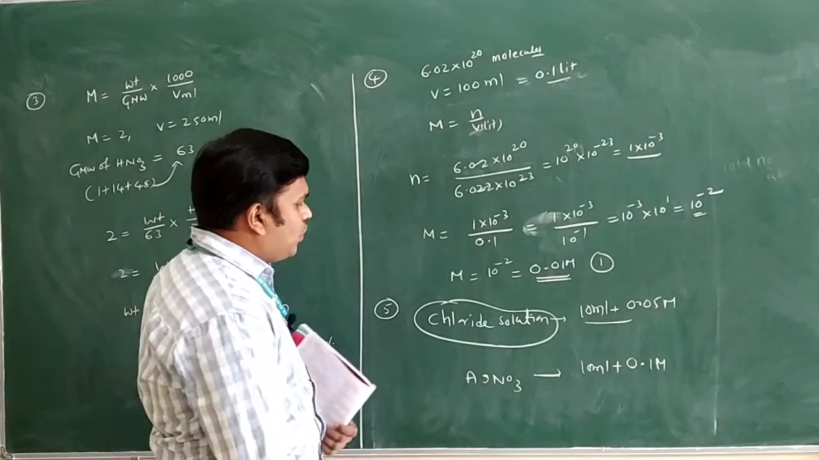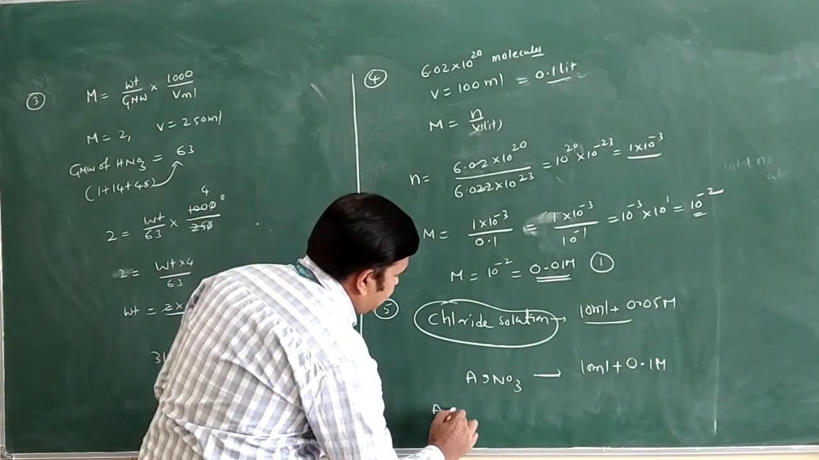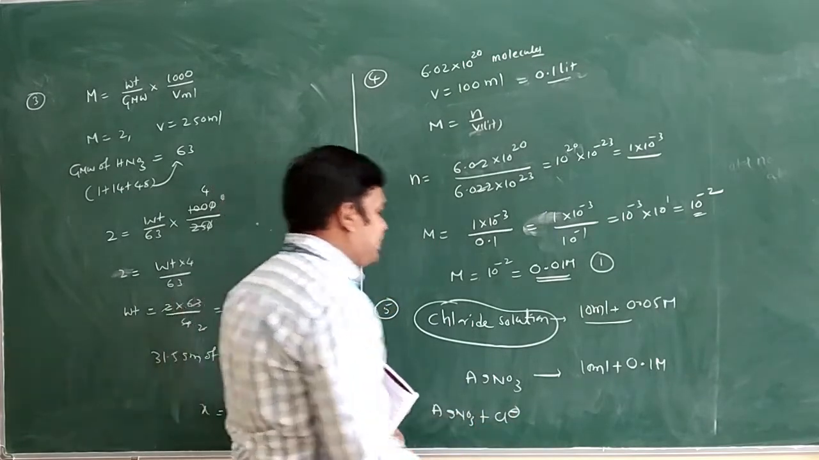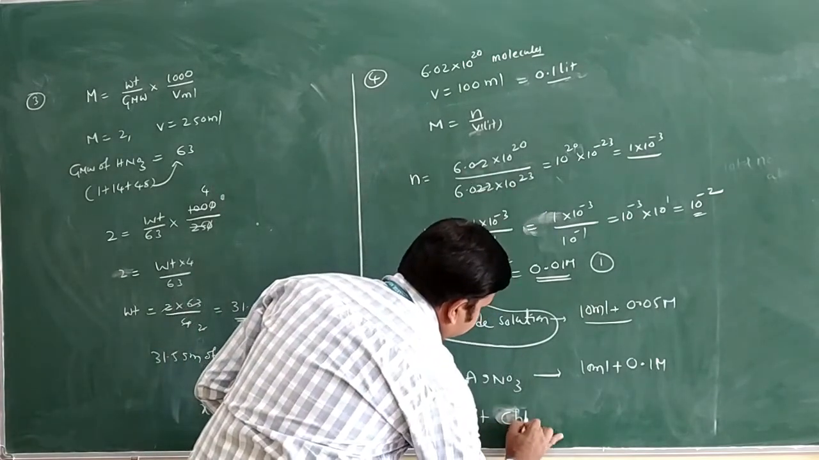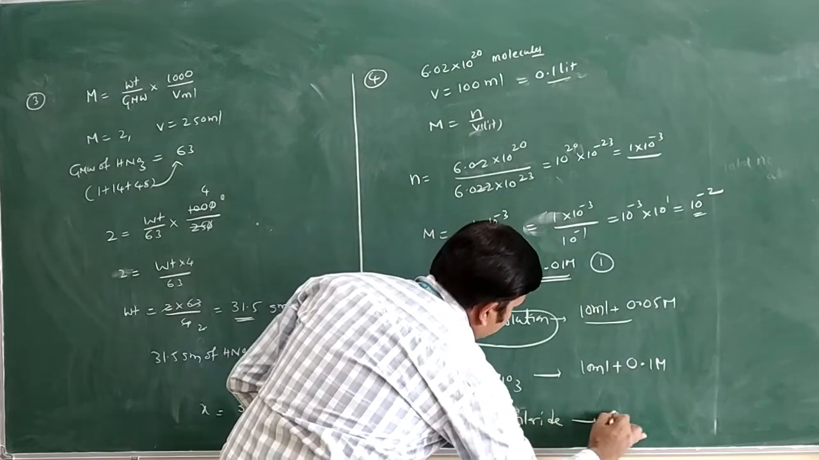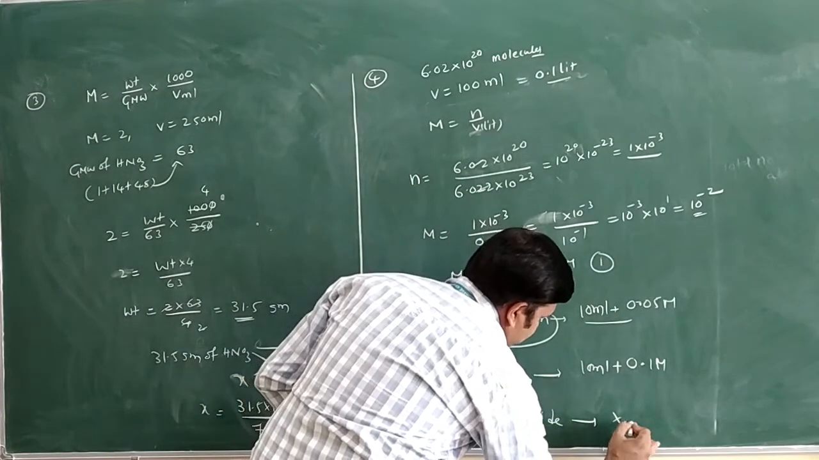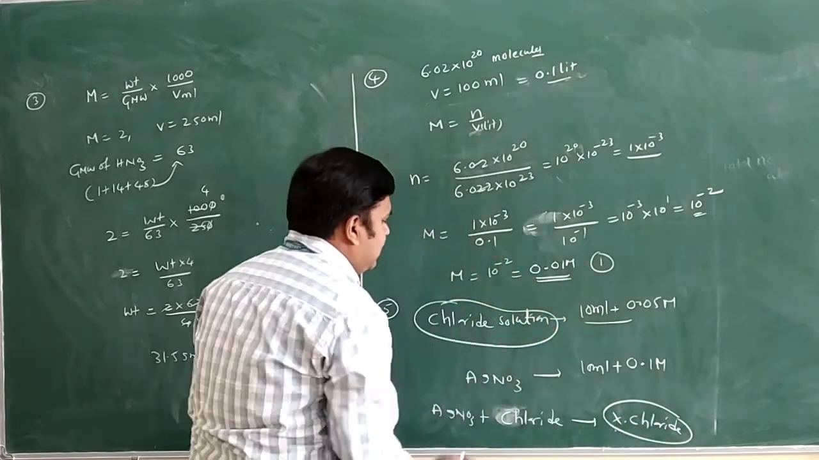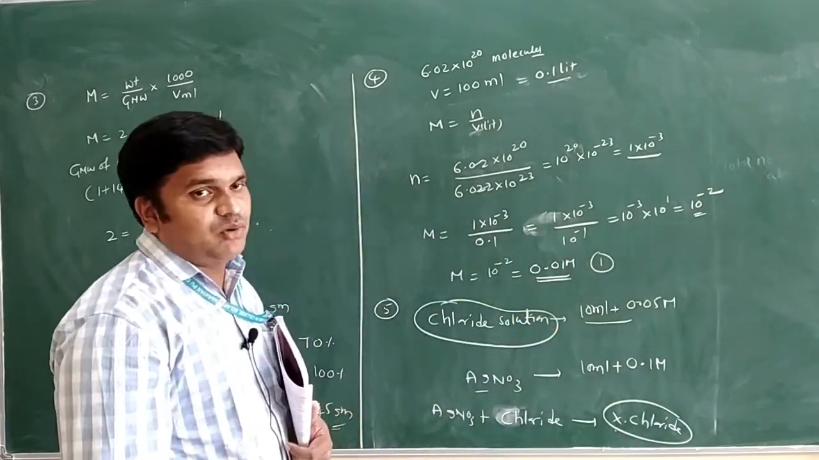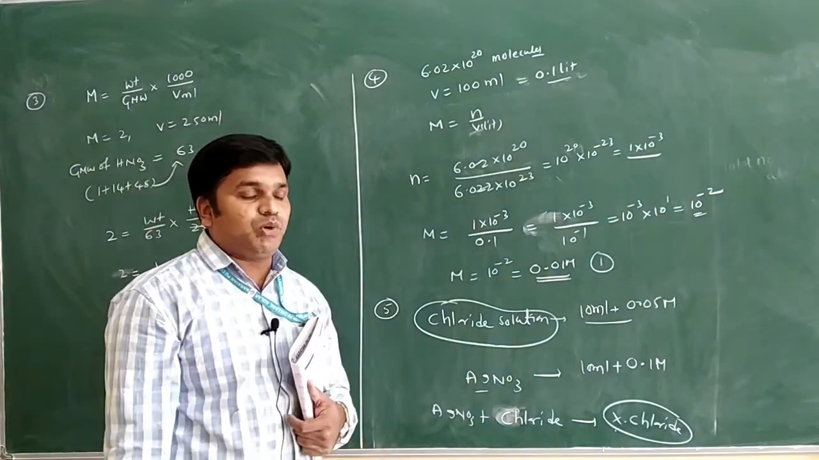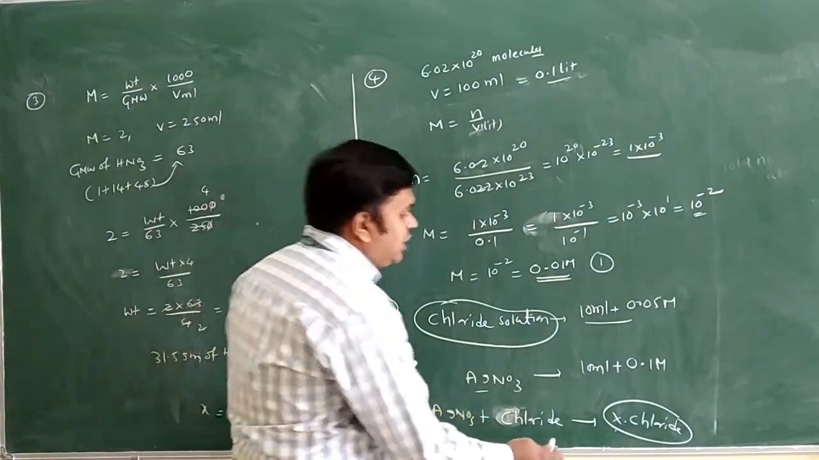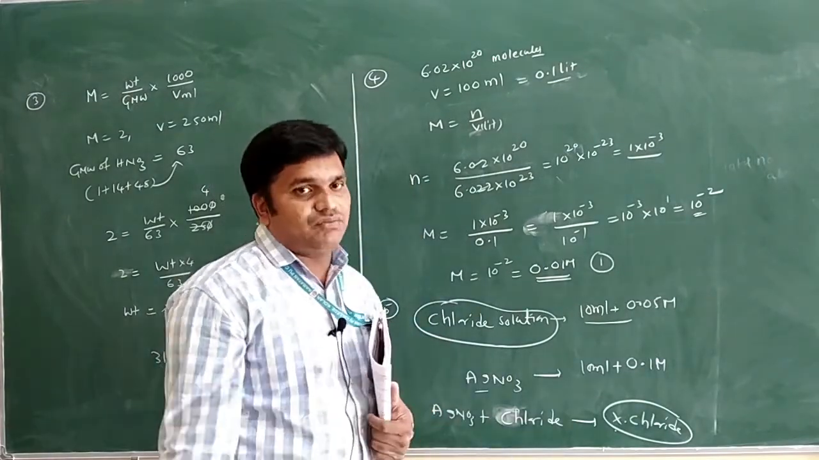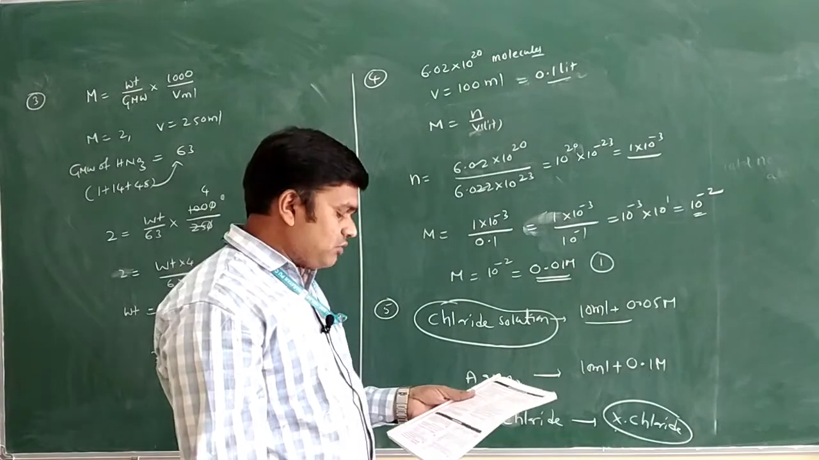Clear? Suppose you want to write the formula, what is the general equation here? AgNO3 reacts with chloride ion, Cl minus, so it will form X chloride only. What is X? X is a metal. What are the possibilities? Only silver is possible. So we have to identify whether it is XCl or XCl2 or XCl4 or X2Cl2. We have to find out only.